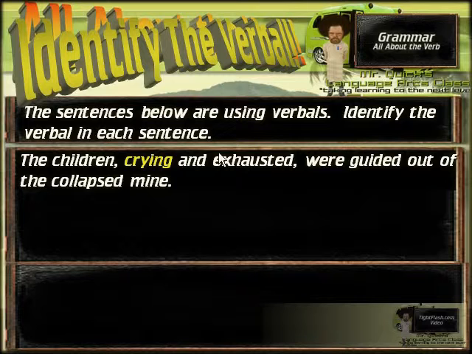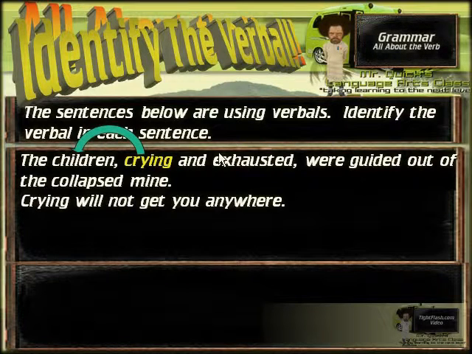And of course, we're definitely looking at crying. Let's look at crying again in another situation. Crying will not get you anywhere. Now, there is no subject here, or none that we can immediately identify, but we do see a verb. So we're just going to have to assume that crying here is the verb.